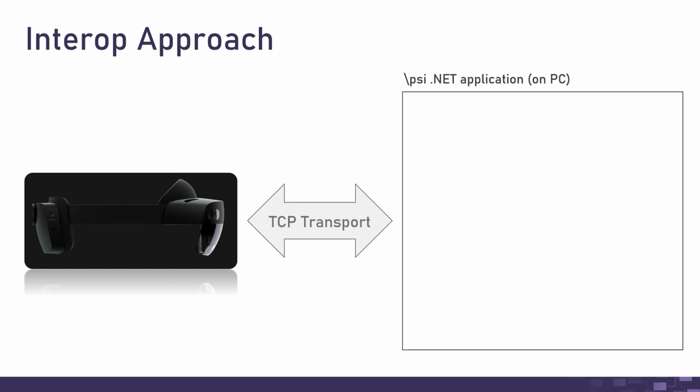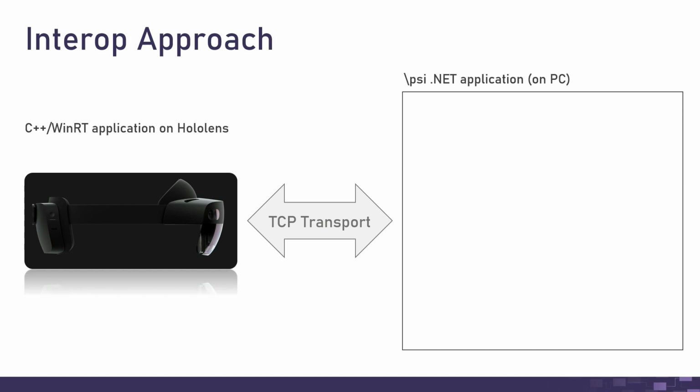Now, to be clear, while in the future we plan to look into running Psi natively on the HoloLens device, for now, the approach we have taken is an interop one, basically, where we have a C++ WinRT application that is deployed to and runs on the HoloLens device. And this application streams data over a TCP connection to a Psi.NET application running on a PC.